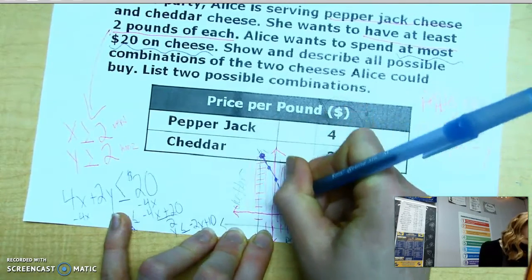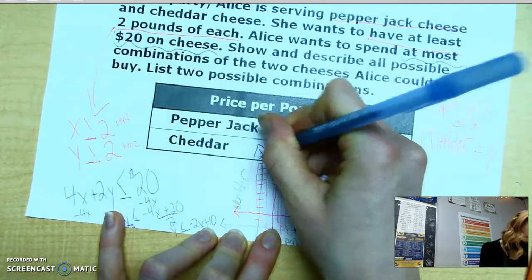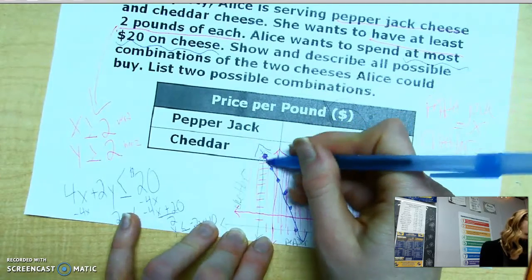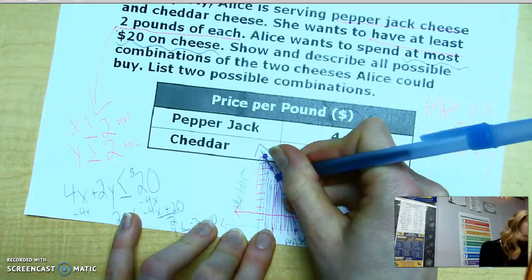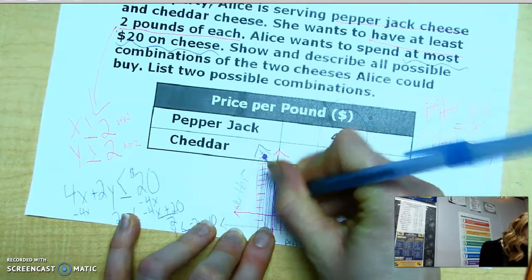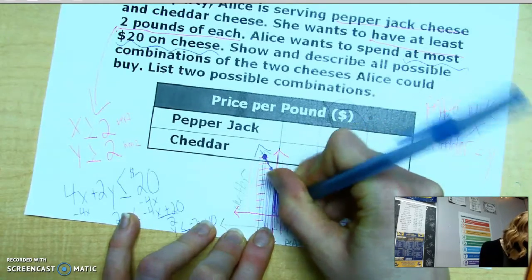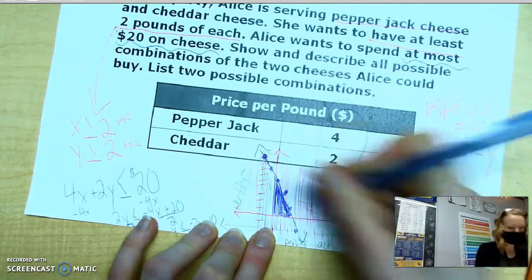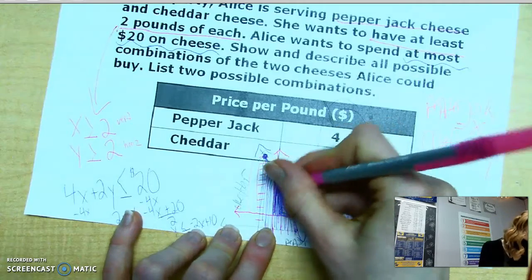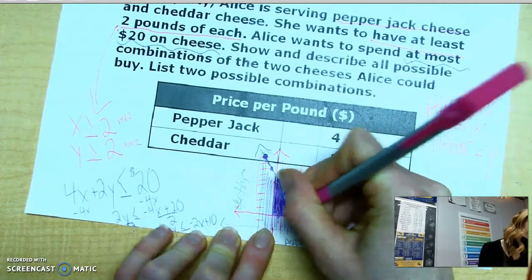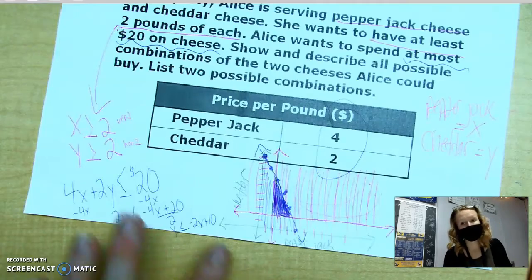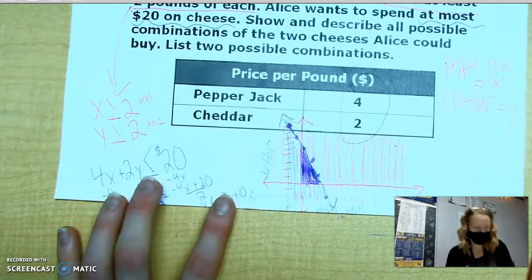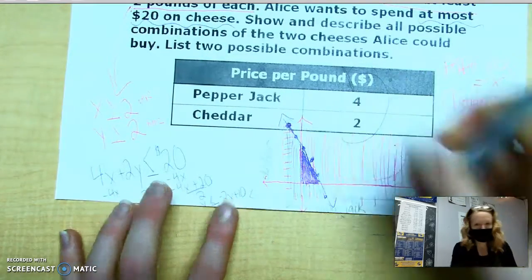Until I get my line. And then it says to shade below the blue, right? So what I see is right here is really the only section where all 3 of my lines were shaded. So it had to be to the right of 2, it had to be above 2, and it has to be below that blue line. And then any combination in this area would have worked.